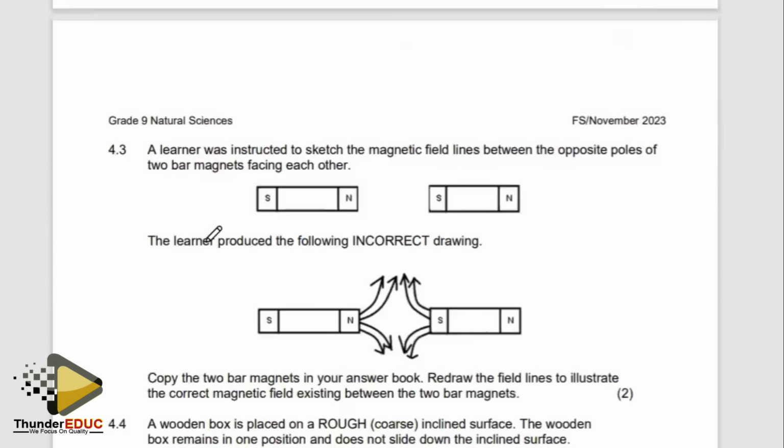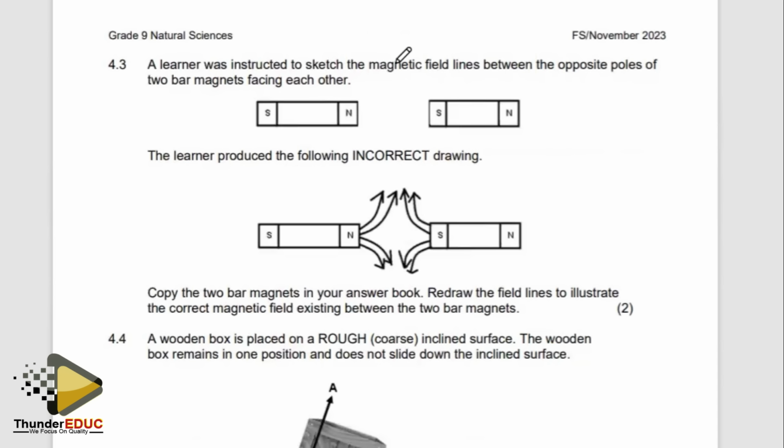Okay, let's move on to 4.3. Elena was instructed to sketch magnetic field lines between the opposite poles of two bar magnets facing each other. So we have the South Pole, the North Pole, the South Pole, the North Pole. Before we go on to the question, we know that the North Pole and South Pole are unlike poles, so there is attraction in between. Whatever arrows you draw should show the force of attraction in between. Then the learner produced the following incorrect diagram. Copy the two bar magnets in your answer book. Redraw the fields. Illustrate the correct field existing between the two magnets.